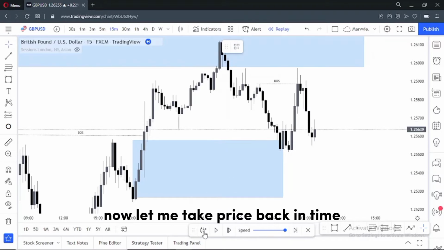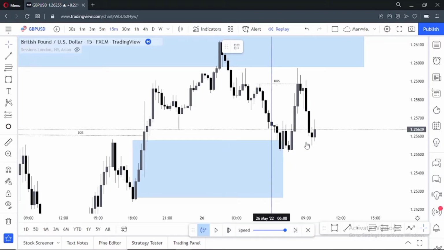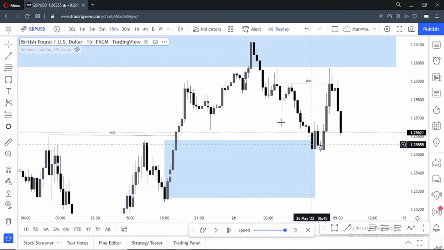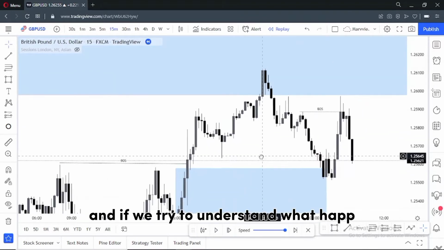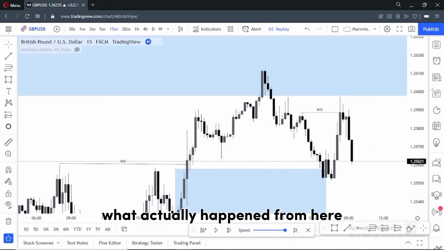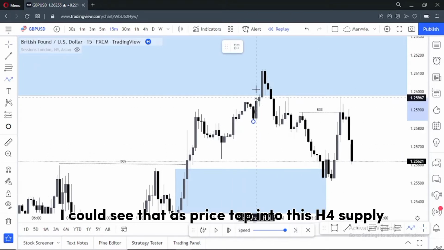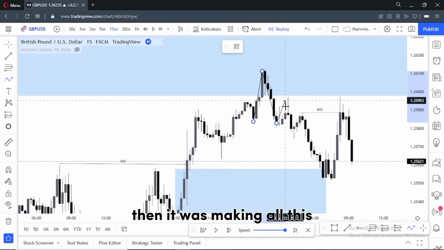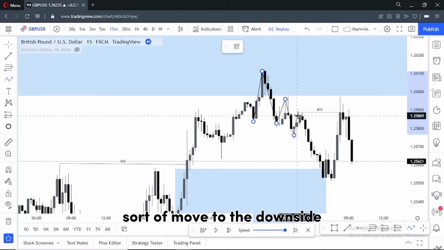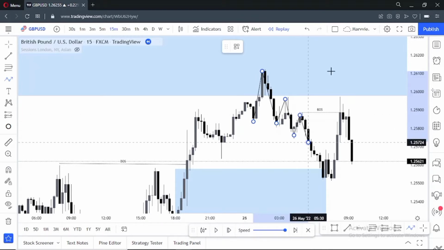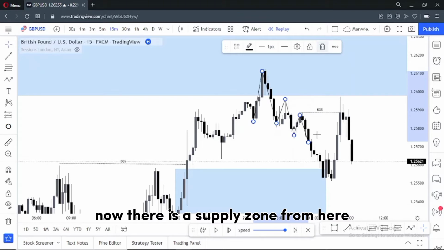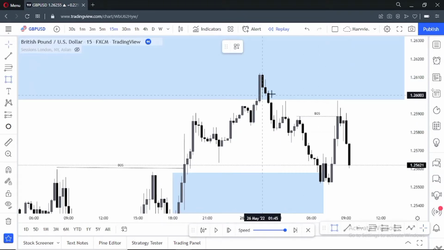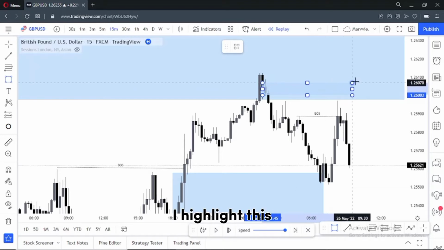Now let me take price back in time. If we try to understand what actually happened from here, I could say that as price tapped into this 4-hour supply, it came back down. Then it was making all this sort of move to the downside. Now there is this supply zone from here that was unmitigated. This 15-minute supply zone. I like this.